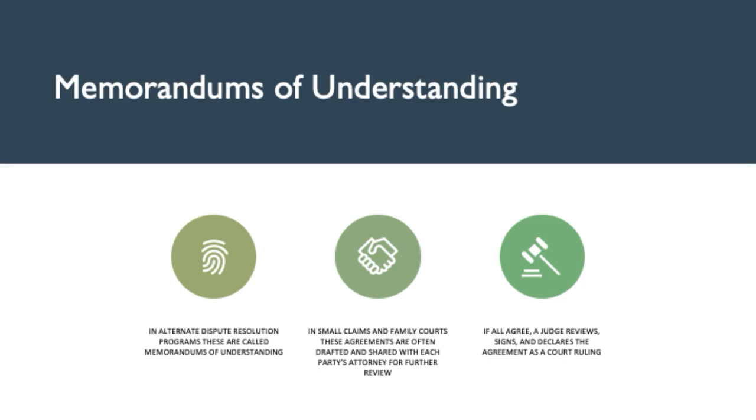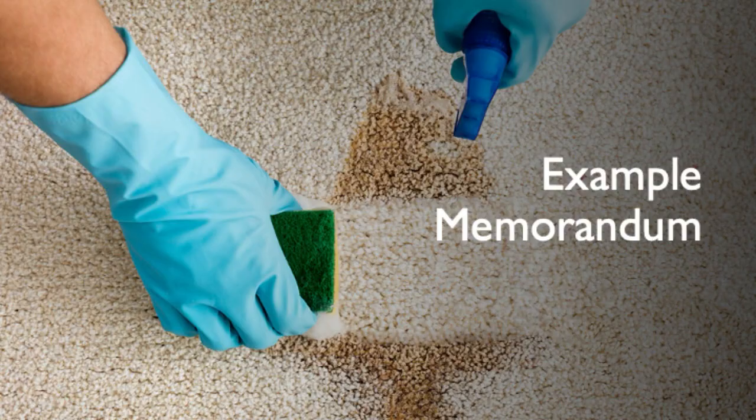In cases where divorce or child custody issues may be involved, the agreements are drafted and shared with each party's attorney for further review. If all agree, the memorandum is presented to a judge who reviews, signs, and declares the agreement as the court's ruling. So, continuing with our example of the carpet cleaning company, here's an example of a simple agreement.